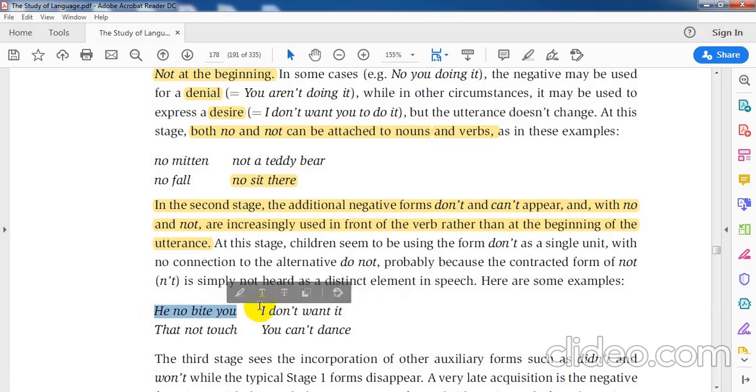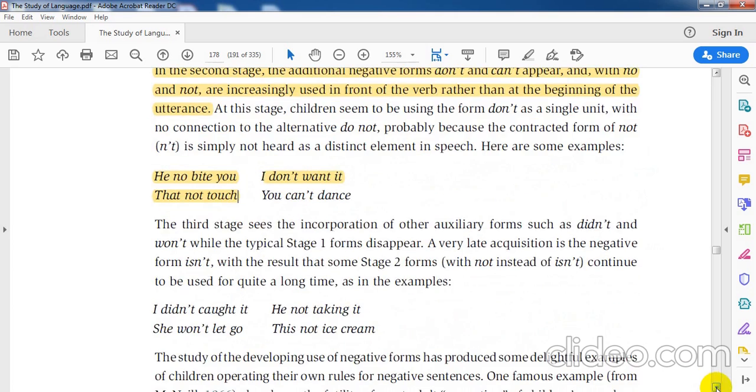Now, this is maybe one of the versions that a child may use. "I don't want it." You see here the appearance of don't in the correct place. Again, the child alternates, so sometimes the child may use no or not in his or her speech, and other times may tend to use don't and can't in the right place.